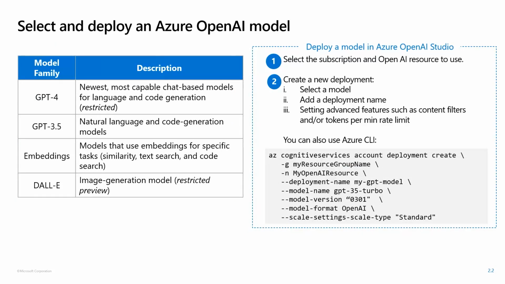Be able to summarize the different types of AI models: GPT-3.5, GPT-4, embeddings, DALL-E, and so forth. Keep in mind that the newer GPT models are generally the best choice for all language and code generation tasks. As shown here, be able to select, deploy, and understand the steps when deploying an Azure OpenAI model.